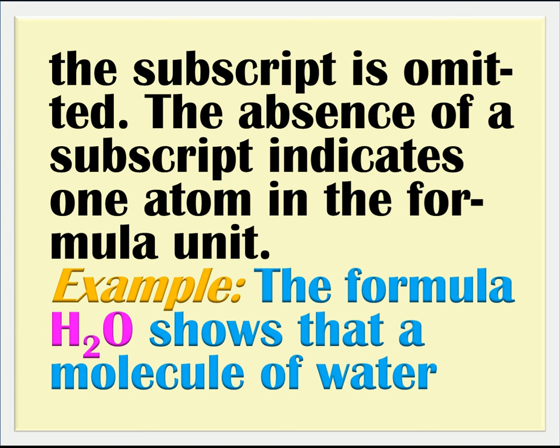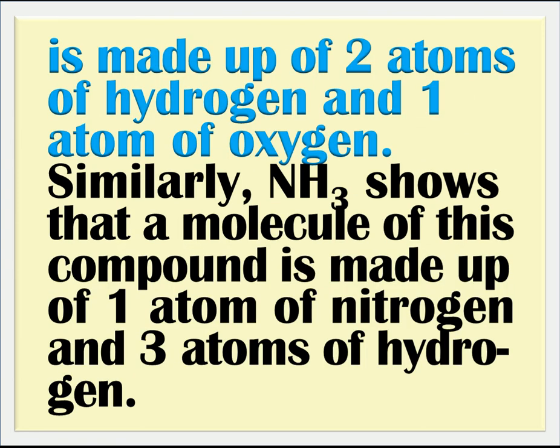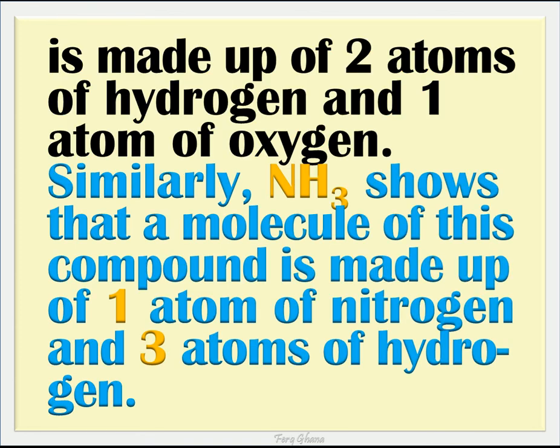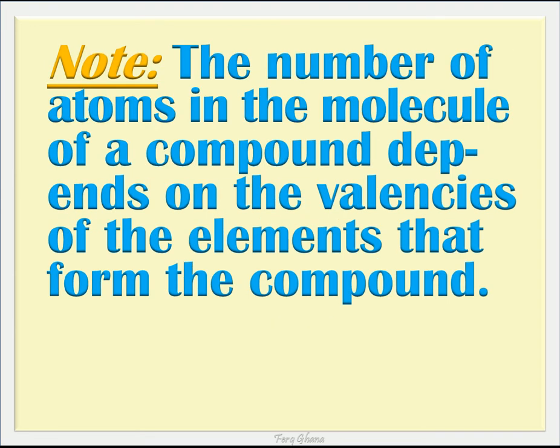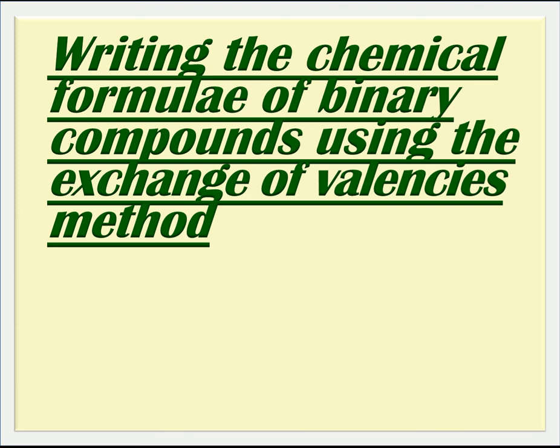Example: the formula H2O shows that a molecule of water is made up of two atoms of hydrogen and one atom of oxygen. Similarly, NH3 shows that a molecule of this compound is made up of one atom of nitrogen and three atoms of hydrogen. Note: the number of atoms in the molecule of a compound depends on the valencies of the elements that form the compound. Writing the chemical formulae of binary compounds using the exchange of valencies method.